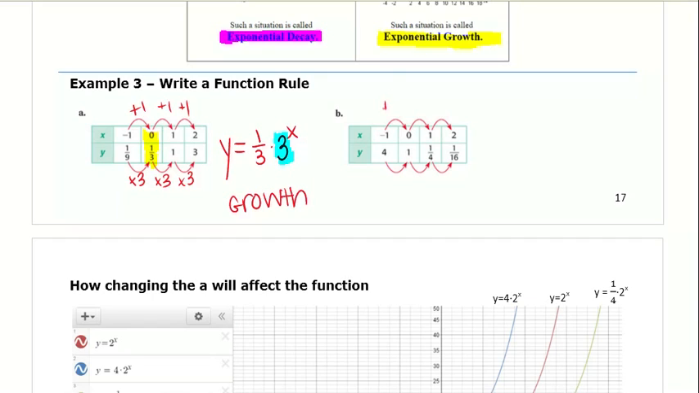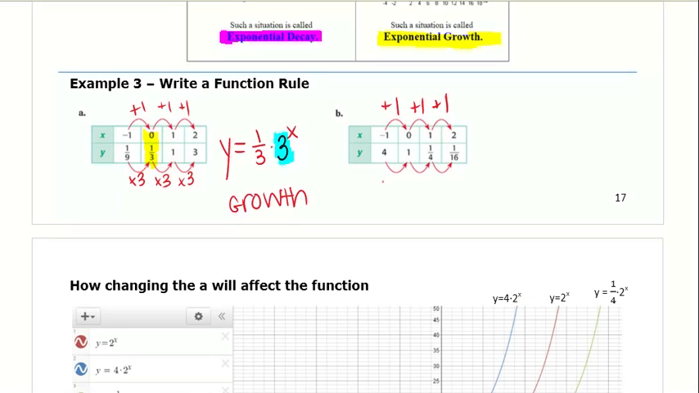In part B, still adding 1 each time. But now as we're trying to figure out what's going on with our y's, some of you might notice, hey, we're dividing by 4 each time. And you're correct. But the problem is that exponential functions don't deal with division. We have this base that we keep raising to some power. So we don't want to put something that implies division.